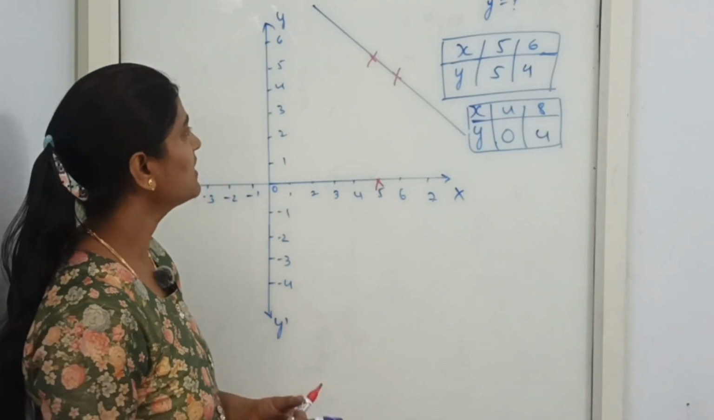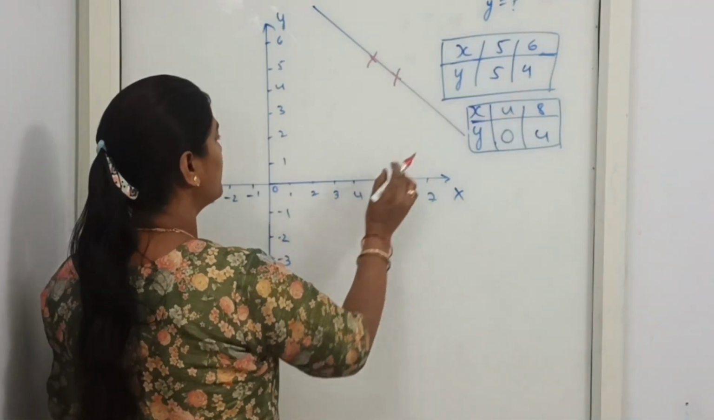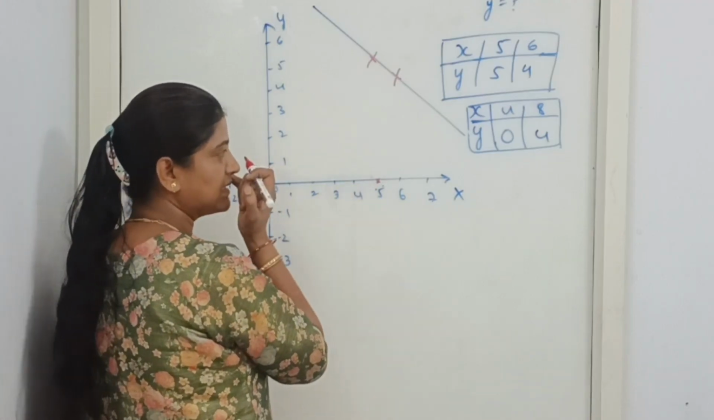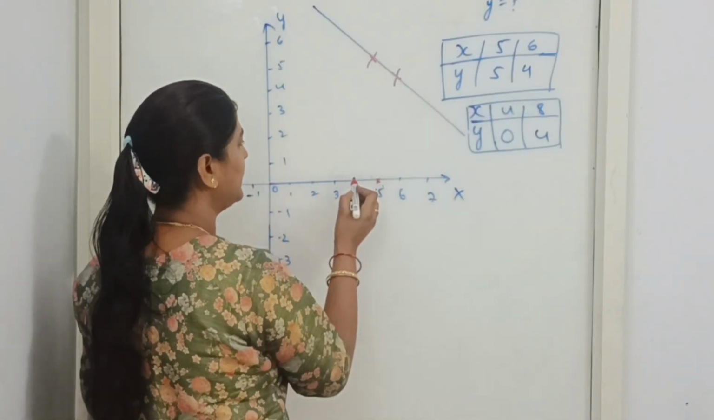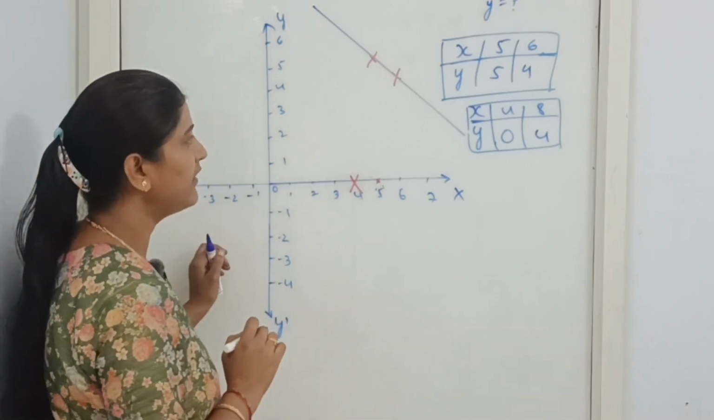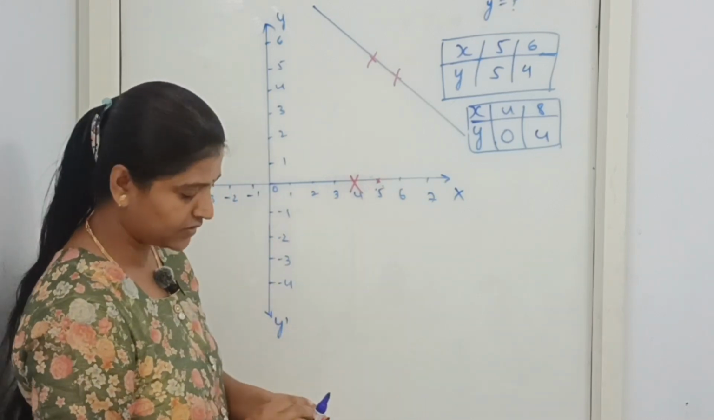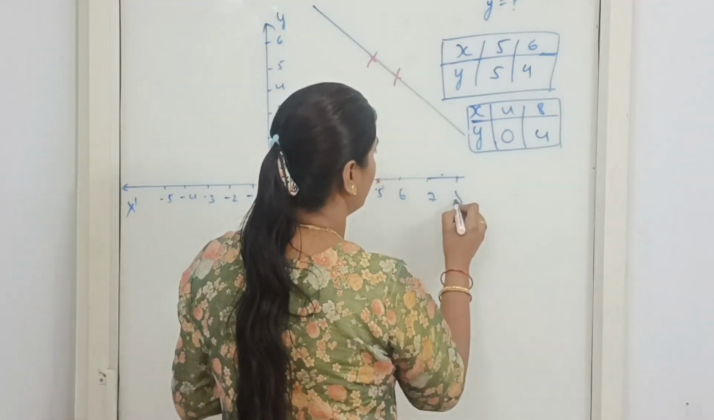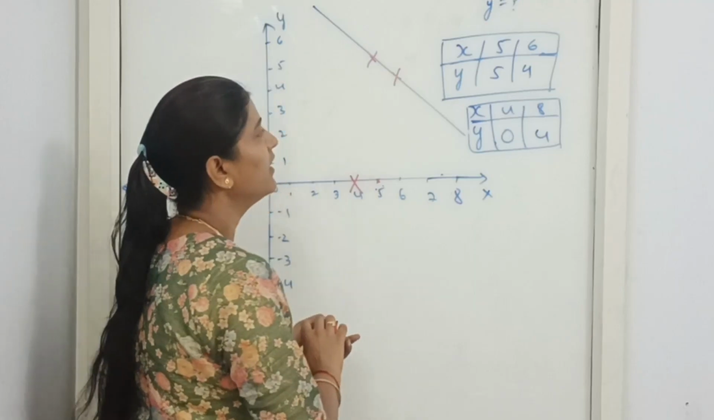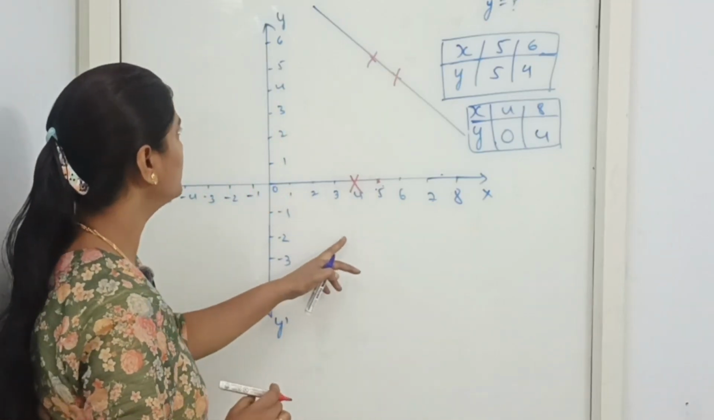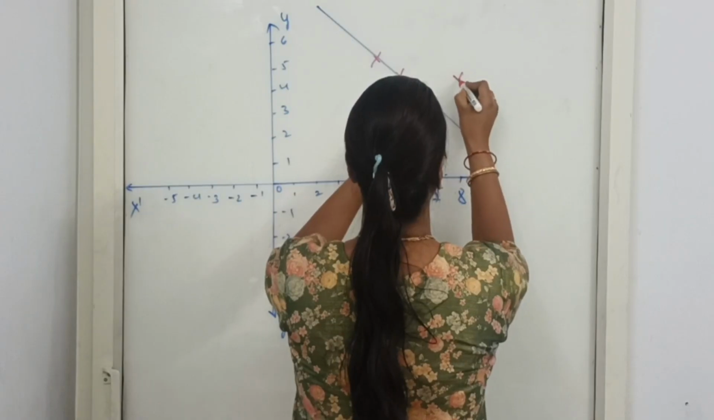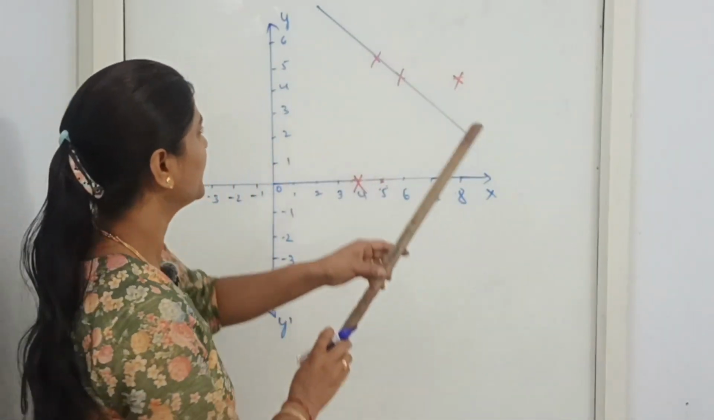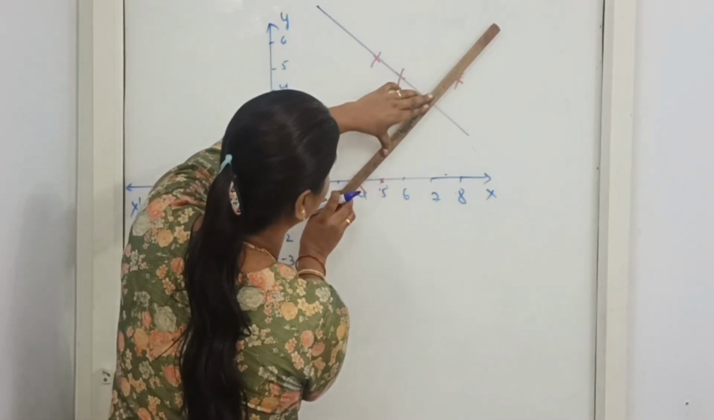And the second one is, if x is equal to 4, y is 0. If any axis is 0, then the point lies on it only, is it? And if x is equal to 8, so you have to extend this little one, 8. If x is equal to 8, y is equal to 4. You can join them, you can use anything, okay.